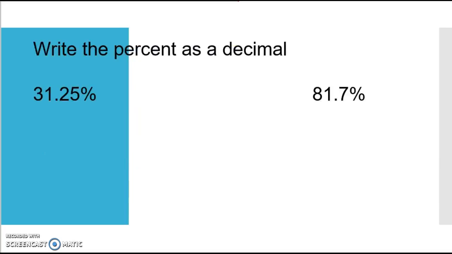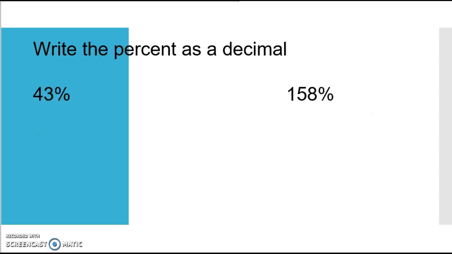So our first question here, what it asks us to do is write the percent as a decimal. So remember how we do that is we just move our decimal place in our percentage 2 over. So we start here, we go 1, 2, so we have 0.3125 as our decimal. Now for the second one, we have 81.7%. We're going to move our decimal over 2 again, so now we have 0.817.